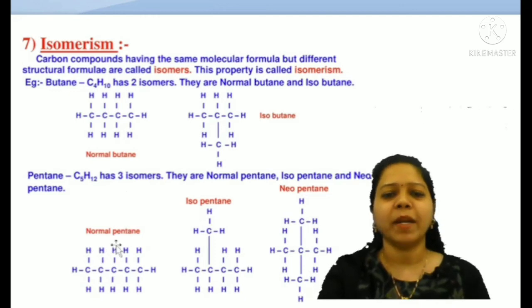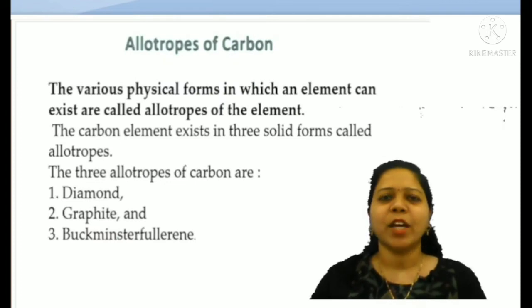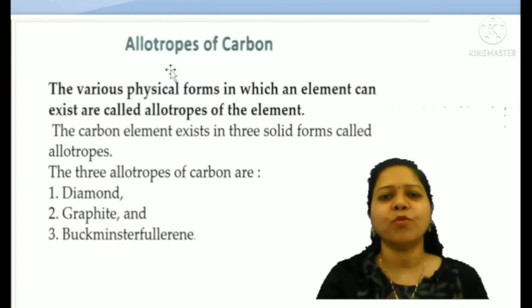That's why we are saying normal pentane, isopentane and neopentane, these 3 are the isomers of each other. Next we are going to see the allotropes of carbon.